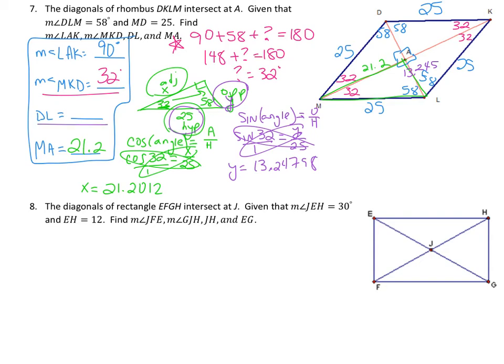But for this last question for DL, I want the whole length, so I need to take that and multiply by 2, so I will have 26.49596, so that's really going to be 26.5 for that diagonal.